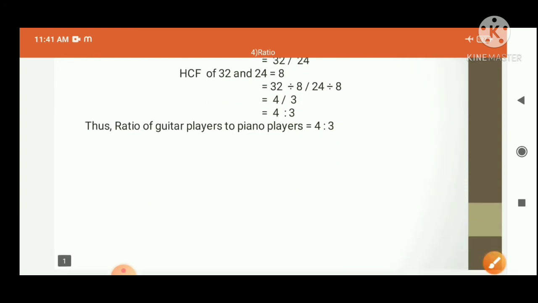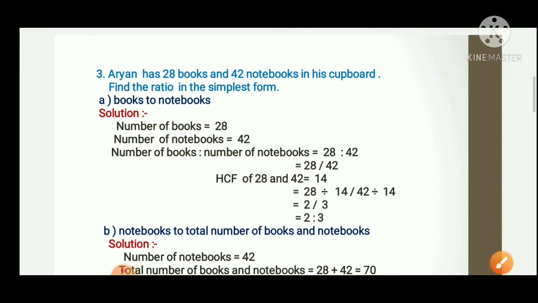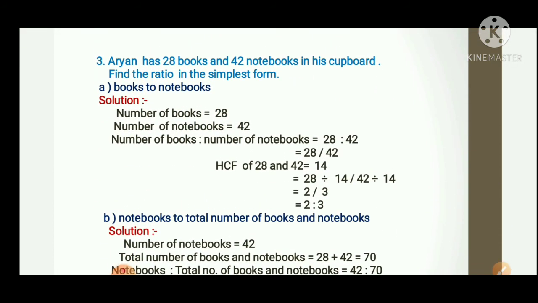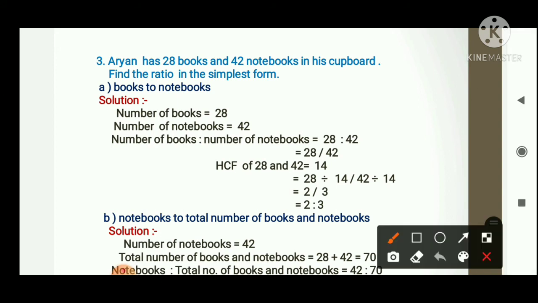Now, let's see the next word problem. Aryan has 28 books and 42 notebooks in his cupboard. Find the ratio in the simplest form. First, we have to find the ratio of books to notebooks. So, let's see the solution of it. Number of books 28. Number of notebooks 42. So, its ratio, we get number of books to number of notebooks is 28 is to 42. Now, we express this ratio as a fraction, 28 upon 42.